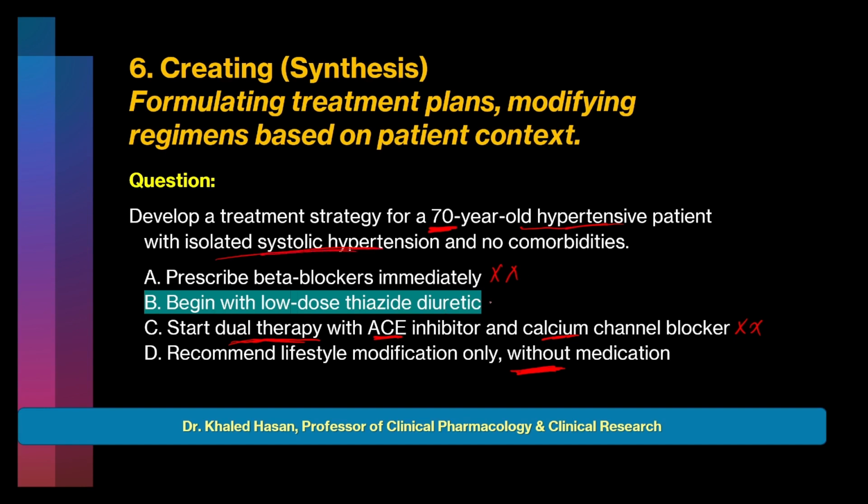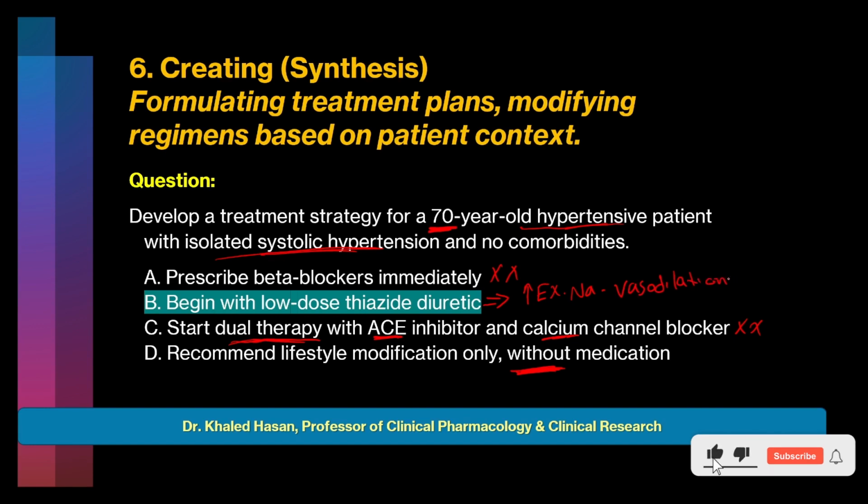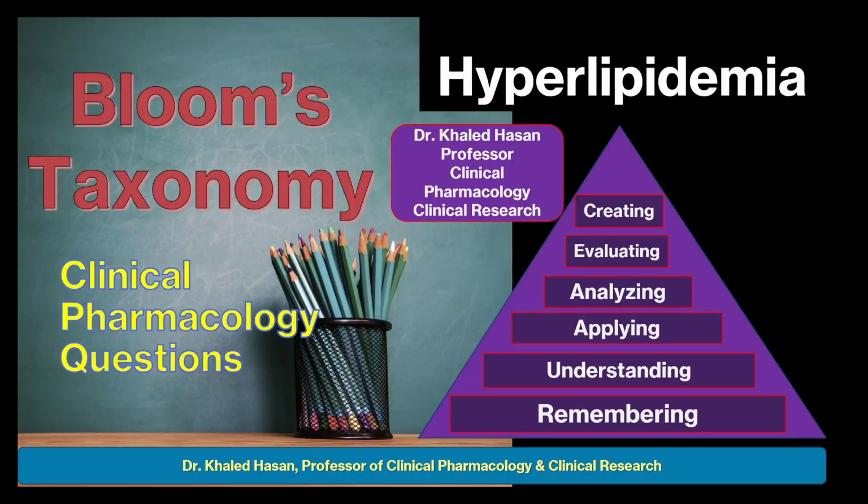So we start with the low dose of thiazide. Low dose means enhanced diuresis, enhanced excretion of sodium, and also causes vasodilation, and this will lead to decreased blood pressure. So the correct answer will be begin with the low dose thiazide diuretic. This will conclude the hypertension.